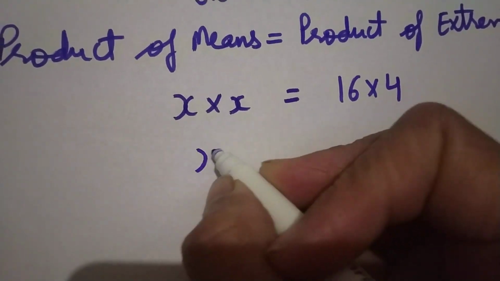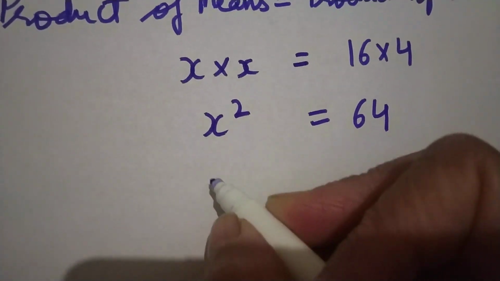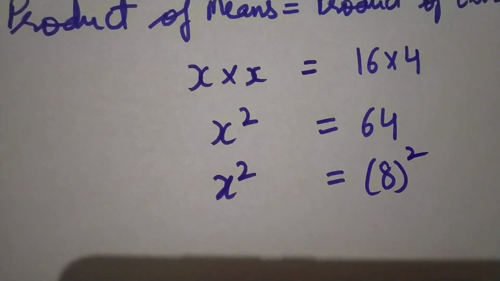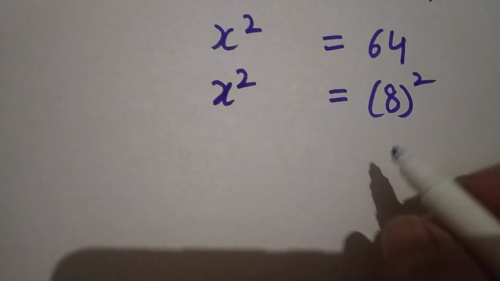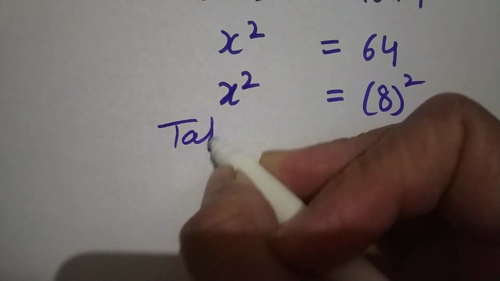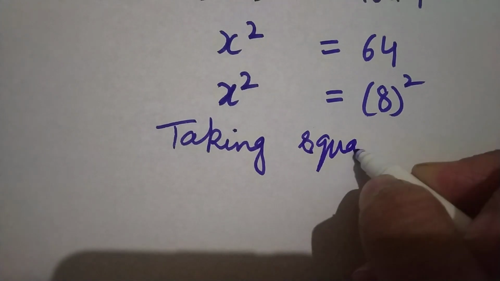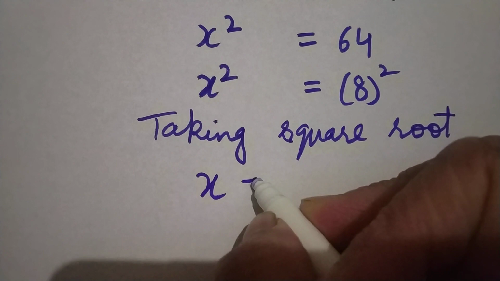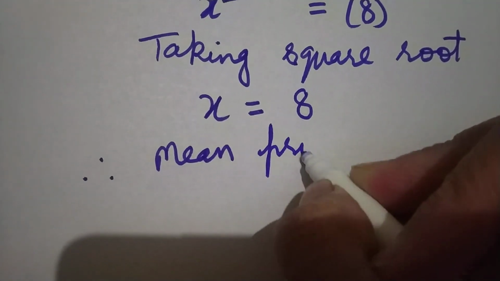x into x is x square. 16 multiplied by 4 is 64. Now 64 is a square of 8, so we can write it as 8 square. Now we have to find the value of x, so we will take the square root. After taking the square root, we get x is equal to 8. Therefore, the mean proportional is equal to 8.